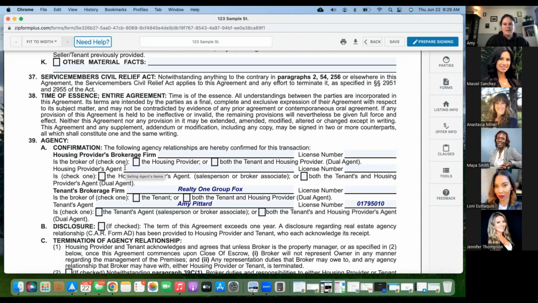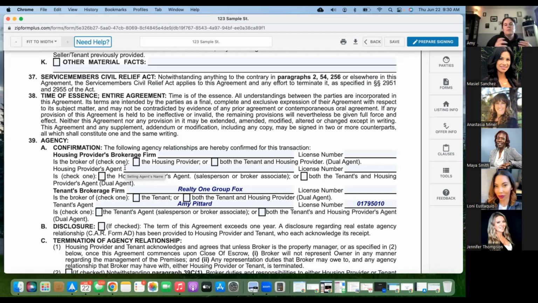Neither this agreement nor any provision in it may be extended, amended, modified, altered, or changed except in writing. This agreement and any supplement, addendum, or modification, including any copy, may be signed in 2 or more counterparts, all of which shall constitute one and the same writing. Agency confirmation: the following agency relationships are hereby confirmed in this transaction.